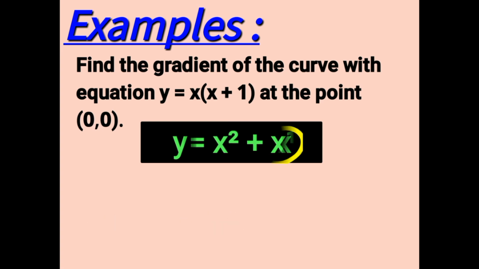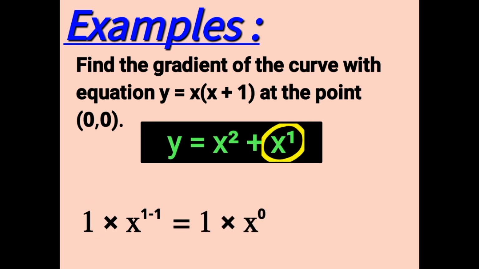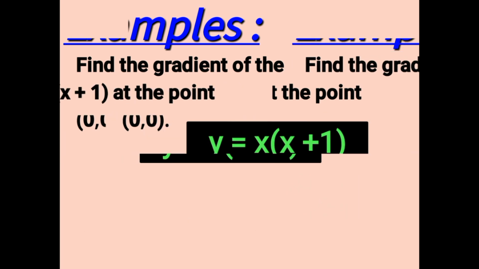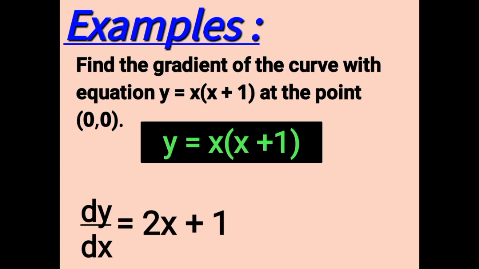Now, to differentiate x. Here the power of x is 1. So, differentiating x to the power 1 gives us 1 times x to the power 1 minus 1, as we multiplied by the power 1 and then subtracted 1 from that power. Then it's 1 times x to the power 0. X to the power 0 equals 1, then 1 times 1 equals 1. So, the gradient function or derivative of y equals x times (x plus 1) is dy/dx equals 2x plus 1.